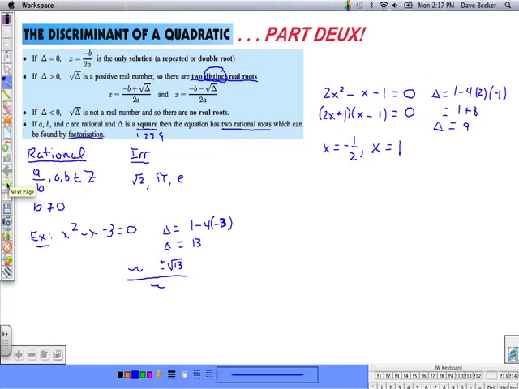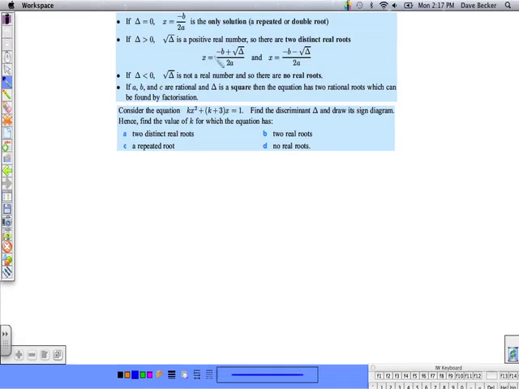All right, one more page, and we are going to work this example together, and that'll be it. So we are considering this equation, kx squared plus (k plus 3)x equal to 1. Find the discriminant delta and draw its sign diagram. That might be something new to you, so we have to do that. Hence, find the value of k for which the equation has all of these things. Now, you understand k is a constant, x is our variable. So k being a constant can be any rational number.